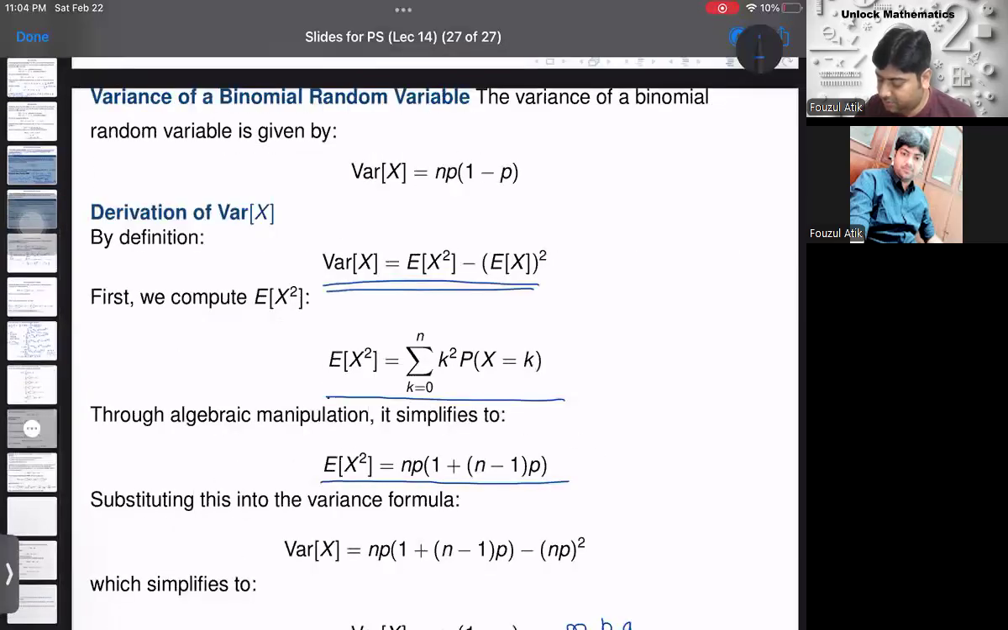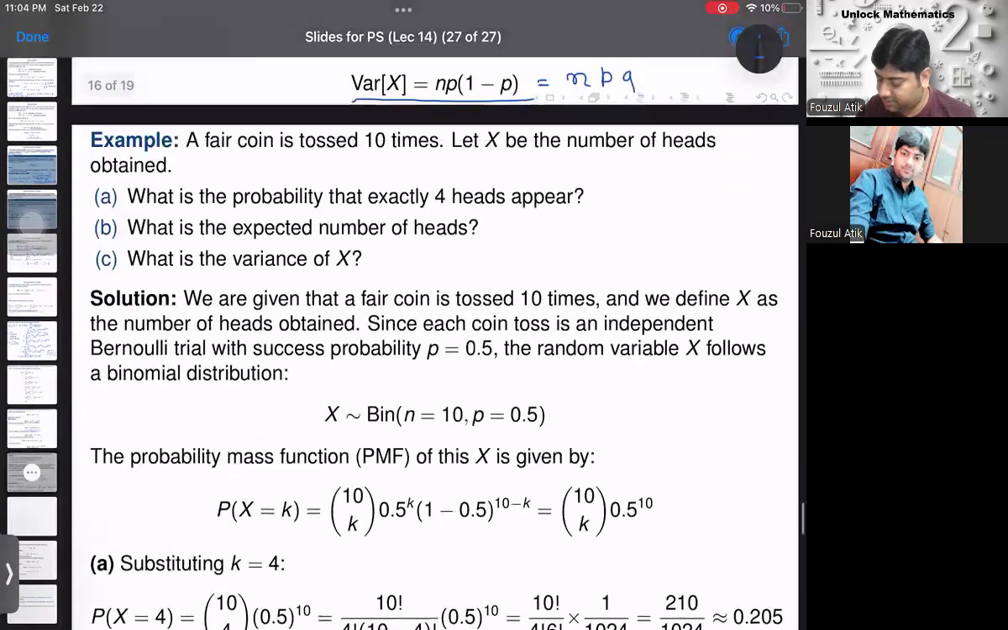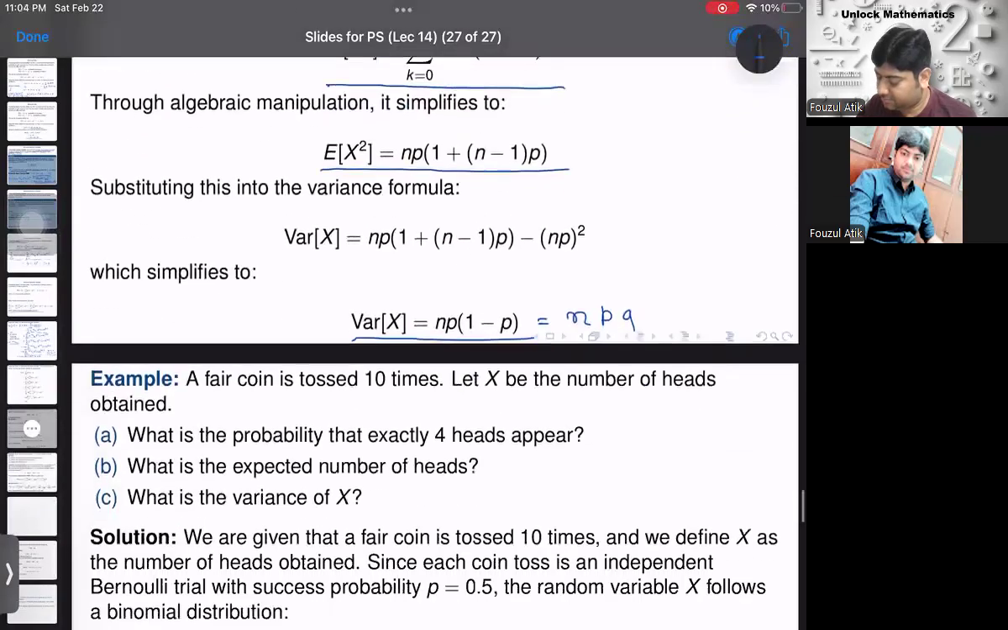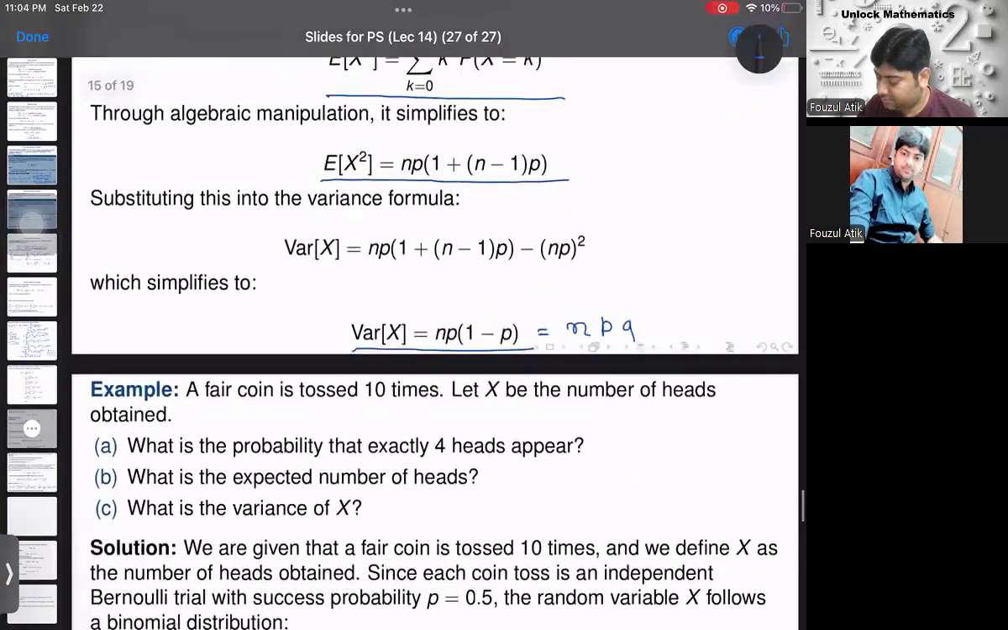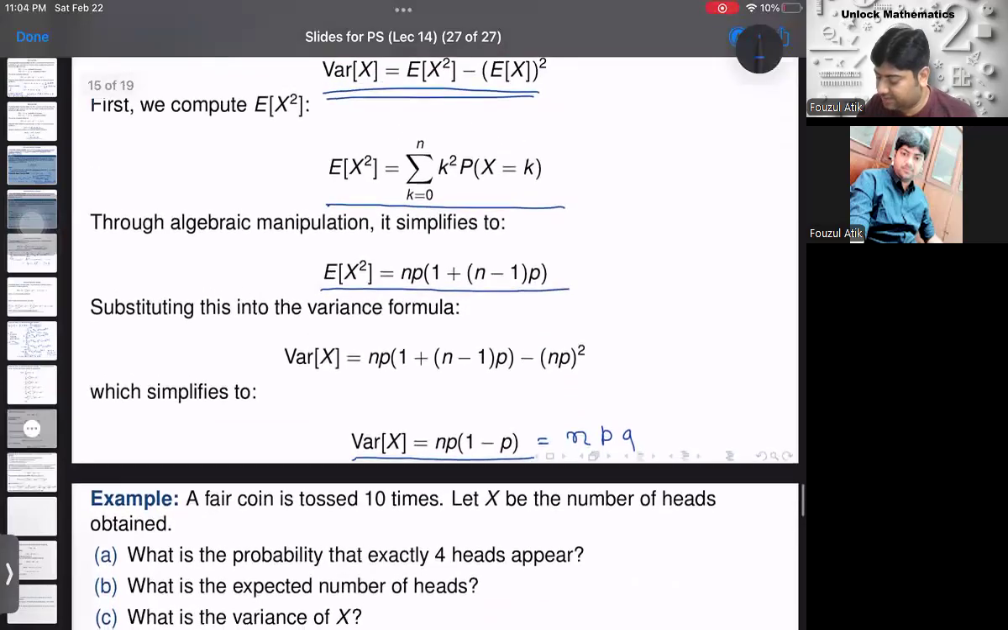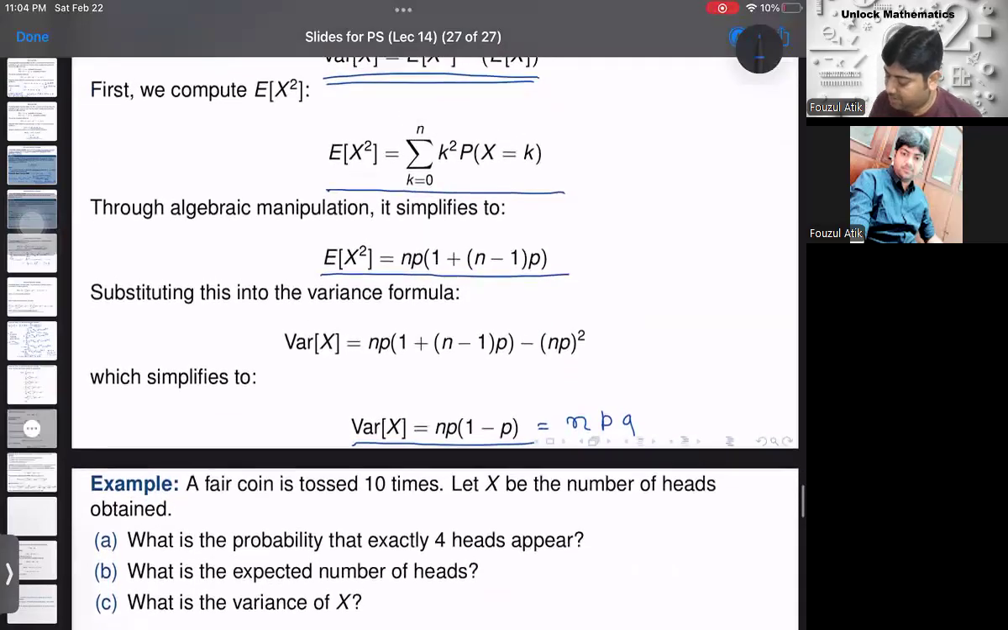Now we will solve one example. So look at this example. I'll not show you the answer first. A fair coin is tossed 10 times. Now see, what is our experiment? A fair coin is tossed 10 times, and let X be the number of heads obtained.